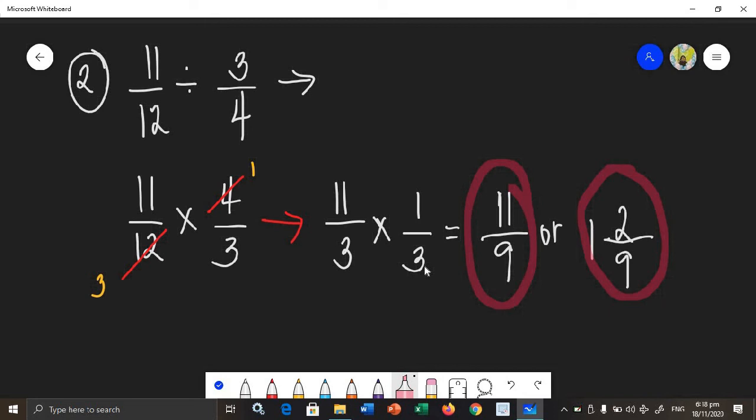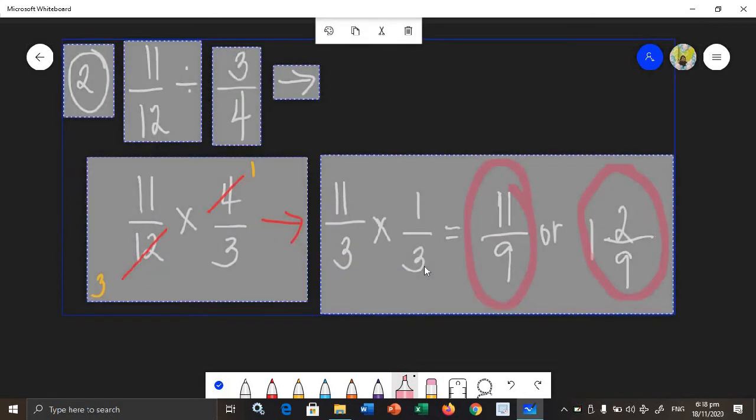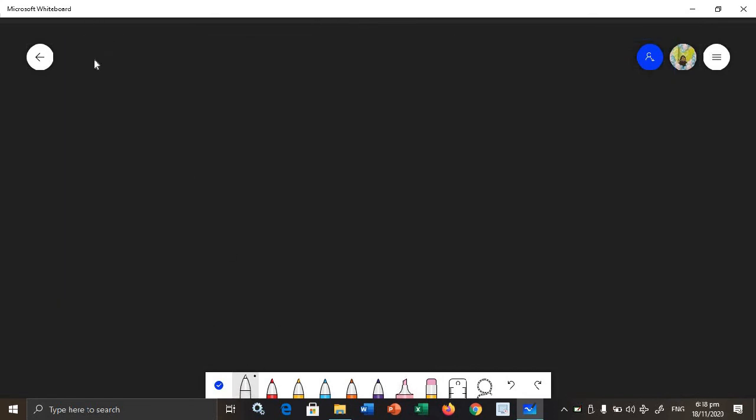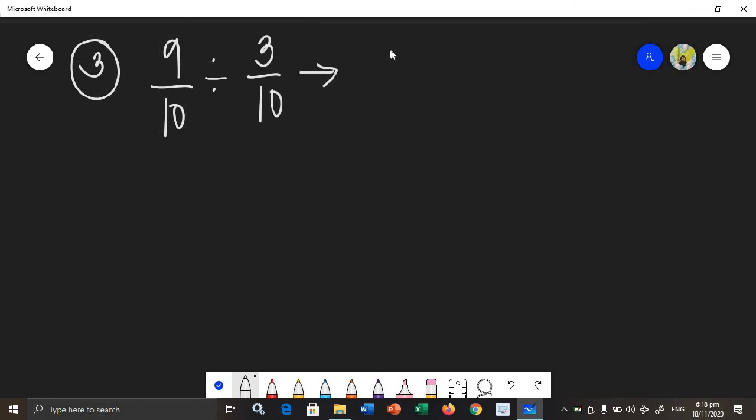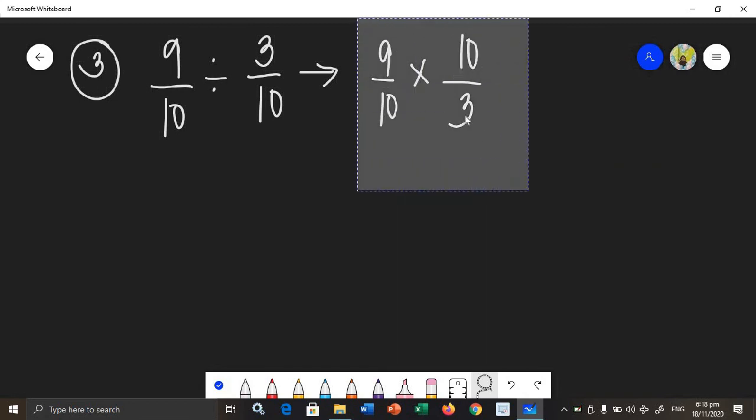Okay? So yun. And then, let's say we have another example. Let's say I have 9 over 10, and I need to divide it by 3 over 10. So again, according sa rule, rewrite the given, change the operation into multiplication, get the reciprocal of the divisor, so it will become 10 over 3. And we will use this to find the quotient.